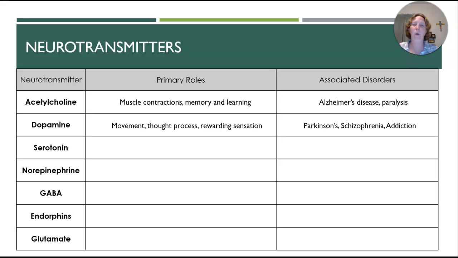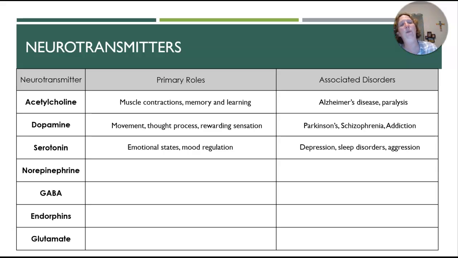I'm just kind of grouping them all together. Serotonin is vital for our emotional states and mood regulation, like keeping our moods stable. If we have too much or too little, we might experience depression, sleep disorders, or aggression.